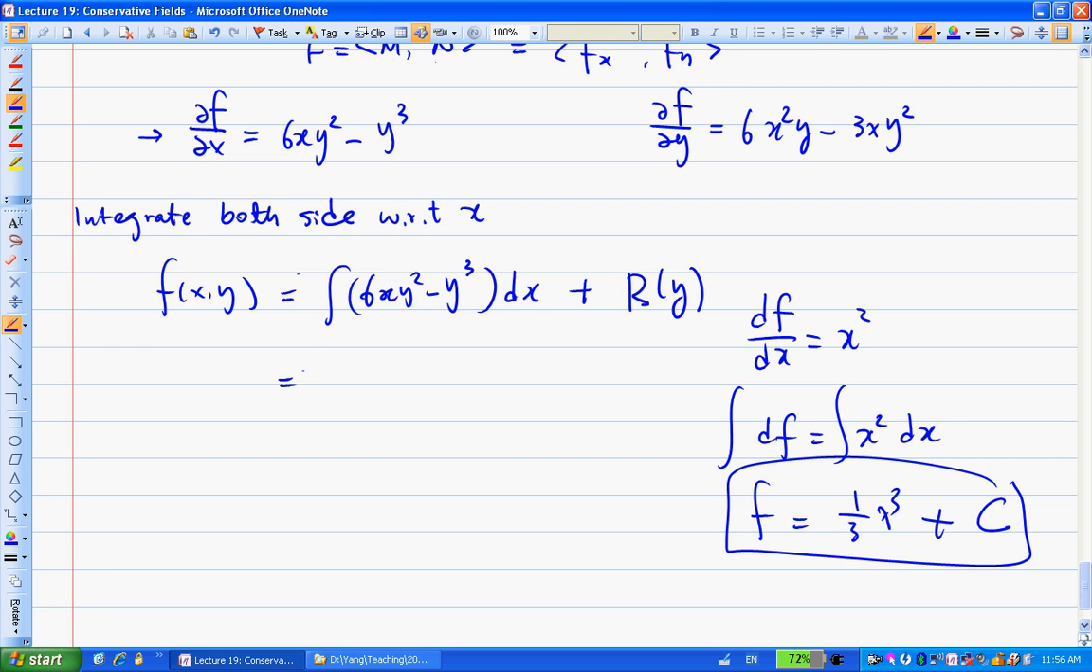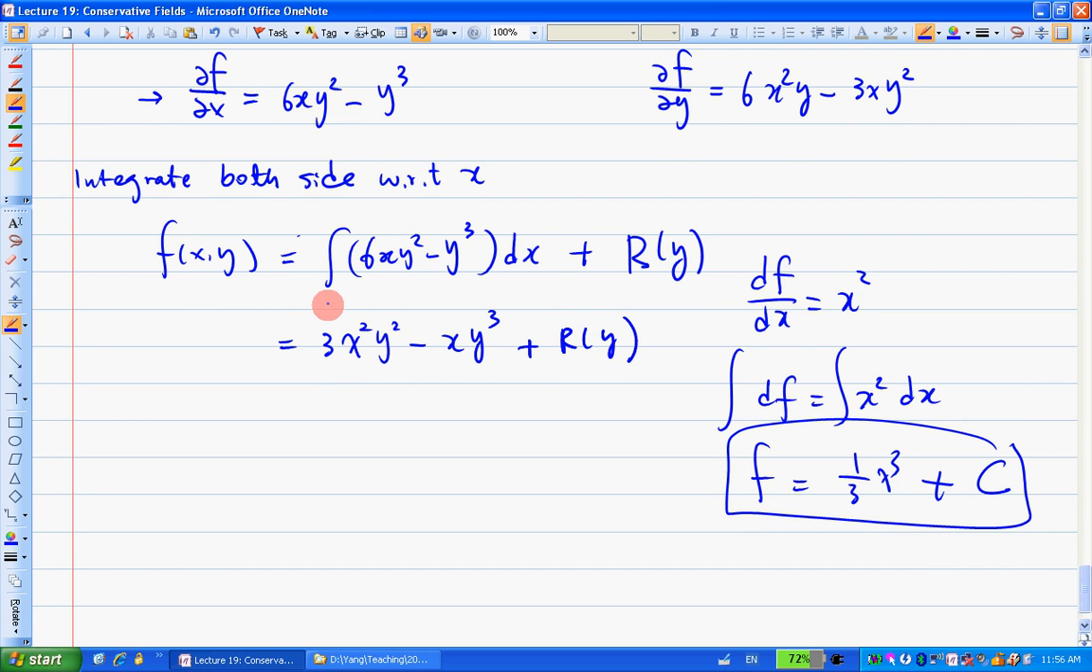Okay, so now calculate this integral. This is a very simple integral. Just integrate with respect to x and consider the y as a constant, right? So you end up with 3x squared y squared minus x y cubed plus r of y. Okay. All right. So you can always check, right? Everything goes with logic. So checking means, okay, here's f of x, y.